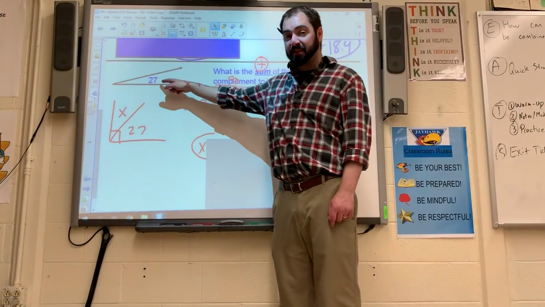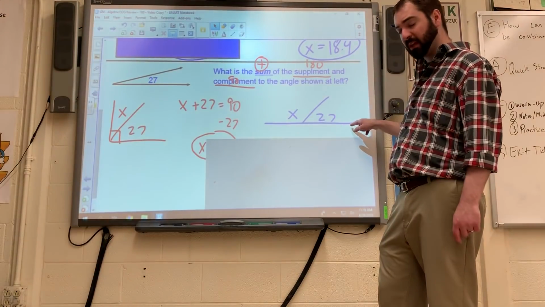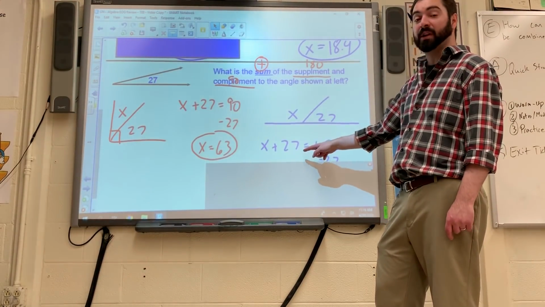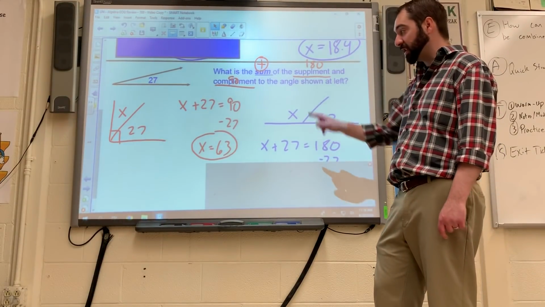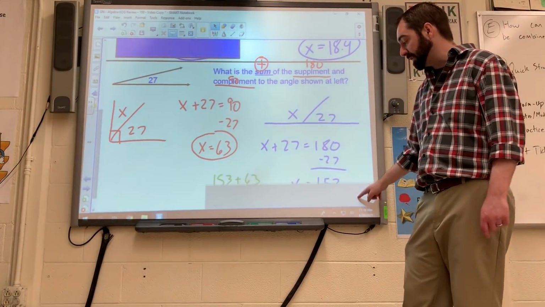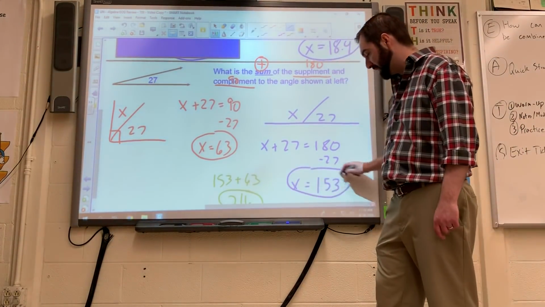Well, if this angle had a supplement, that means that together they form a straight line, and those straight lines add up to 180. So I could say x plus 27 is the same as 180. And again, just like I did with the complement, I'm going to take away what I know, and that way it helps me find what's missing. So 153 is the supplement to that angle.